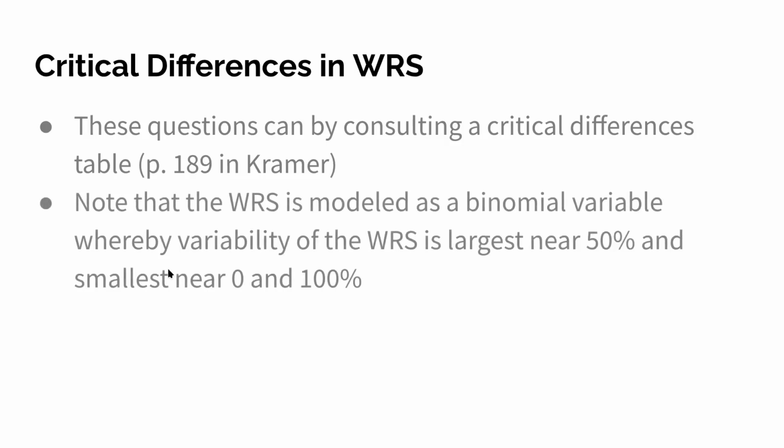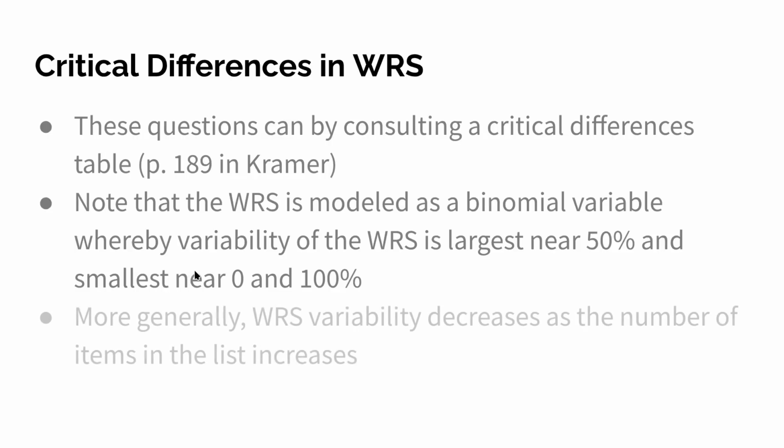Note that word recognition score is modeled as a binomial variable, and so that variability is largest at 50% and smallest near 0 and 100%. More generally, word recognition variability decreases as the number of items in the list increases. So as you move from 10 items to 25 items to 50 items, variability decreases.